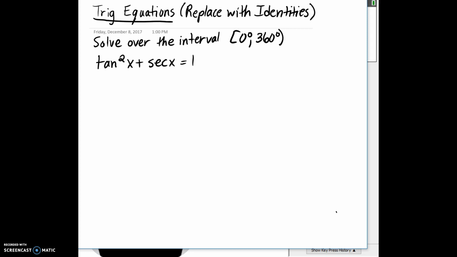All right, so now that we are comfortable solving trig equations with basic situations, we're now going to start replacing with the different identities that we use in our second unit. So here we're solving over the interval 0 to 360 only because we are now mixing trig functions. We can't talk about principal values. Tangent and secant have different principal values, so depending on which function you replace, you might get different principal values at the end. So now we're going to focus in on our 0 to 360 range.